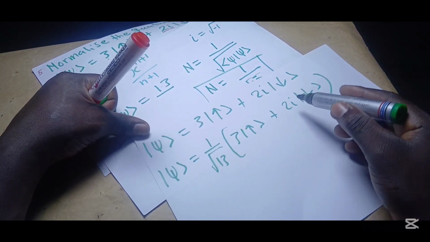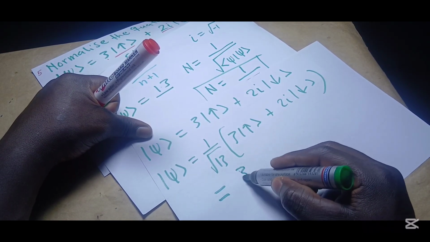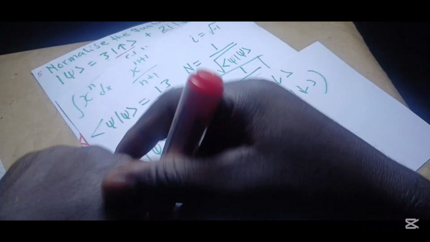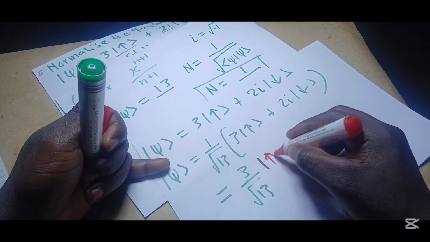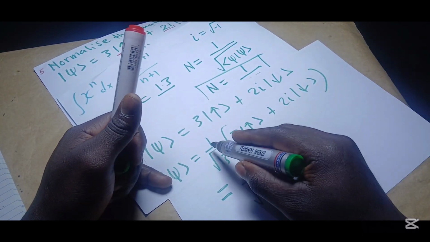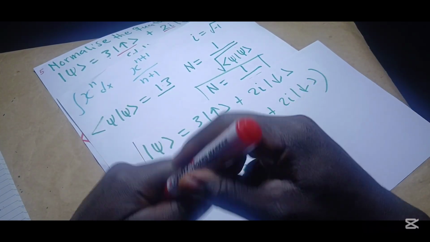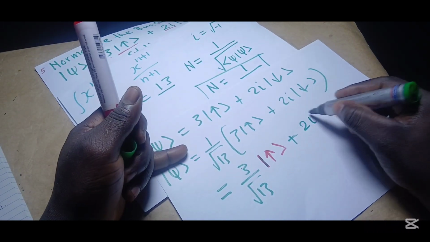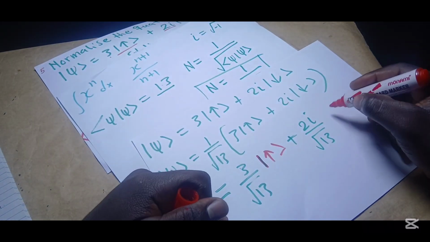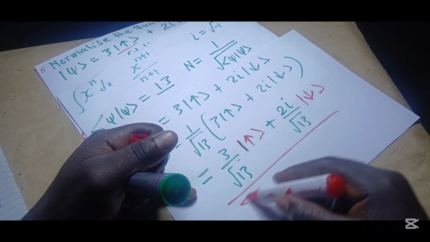We can go ahead and simplify it. 1 over the square root of 13 multiplied by 3 gives us 3 over the square root of 13. Just bring whatever is here, the spin up ket, plus 1 over the square root of 13 multiplied by 2i. You just have to focus on the coefficients. It's going to give us 2i all over the square root of 13. Then bring in the remaining term. So this is a normalized wave function.